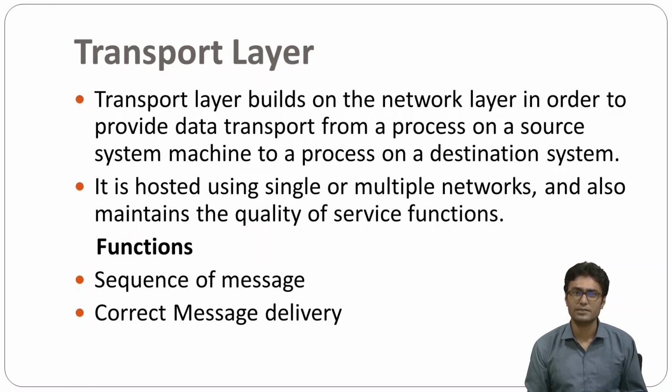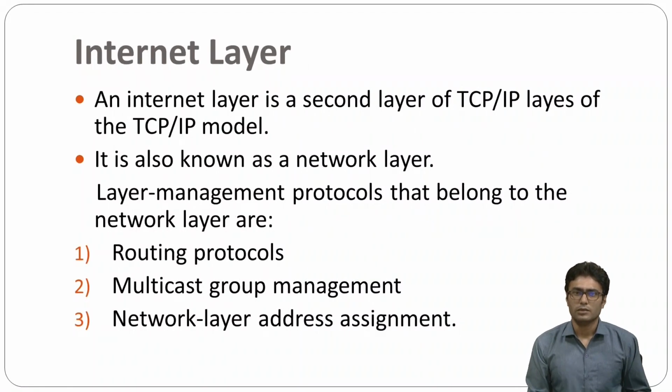So now let's discuss internet layer. So an internet layer is the second layer of the TCP/IP model. It's also known as a network layer. The main work of this layer is to send the packets from any network and any computer. Still, they reach the destination irrespective of the route they take.